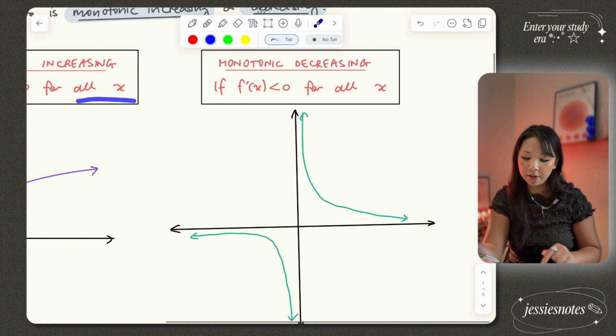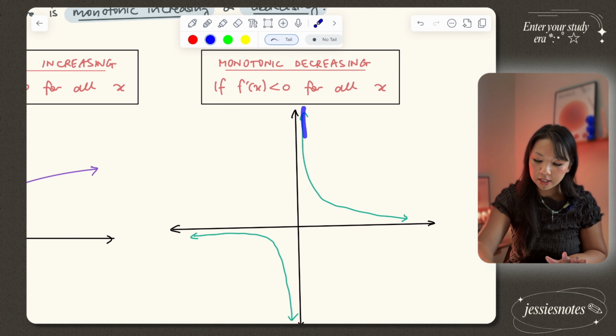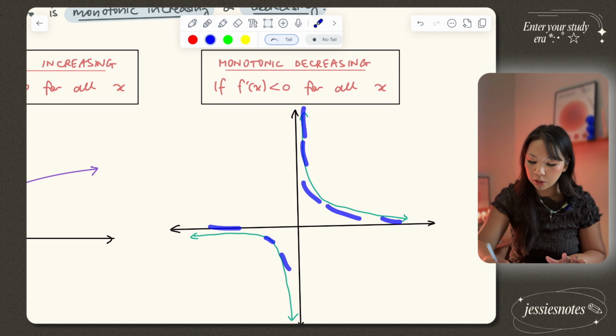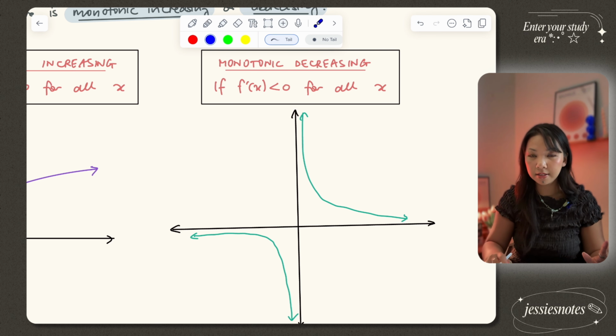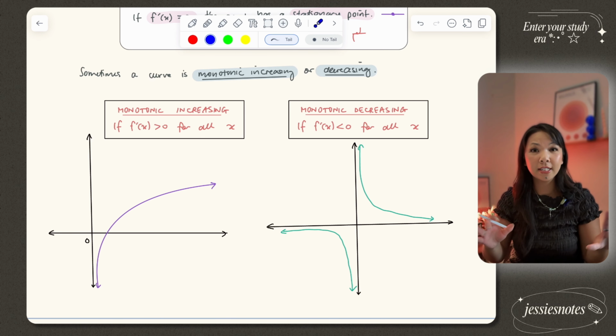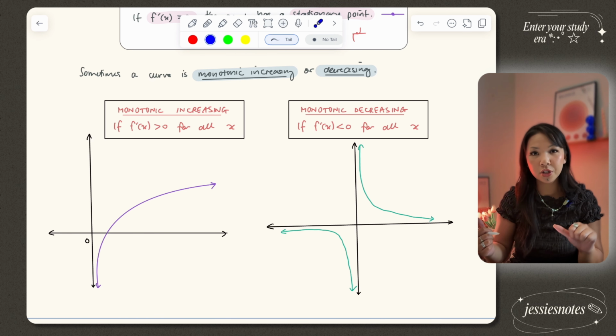If I look at this curve over here, we have a hyperbola. You can see that it's all negative gradients. So we say that this is monotonic decreasing, always decreasing for all values of x. All right, and that's basically it for the content. Let's jump straight to the checkpoint questions.